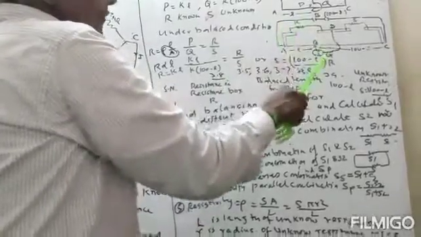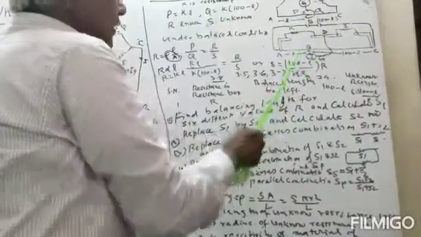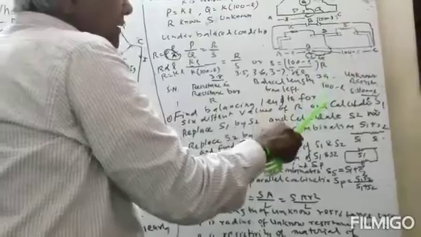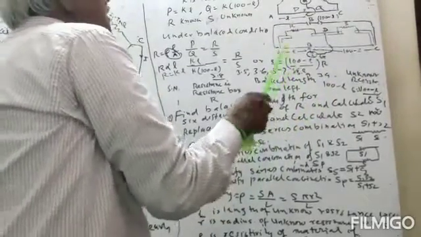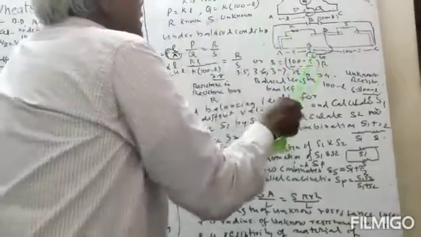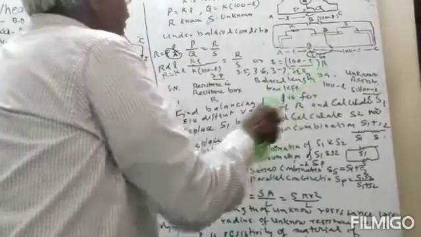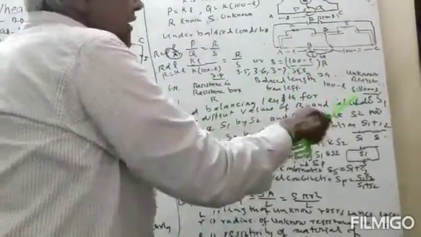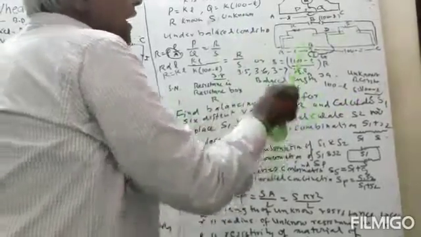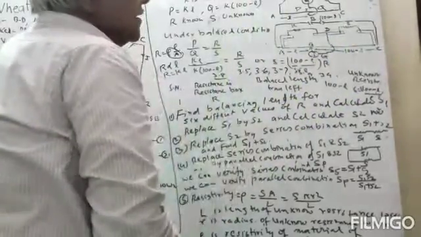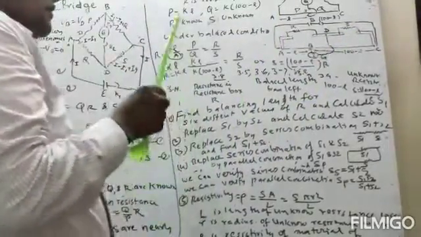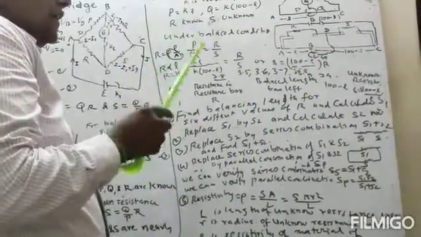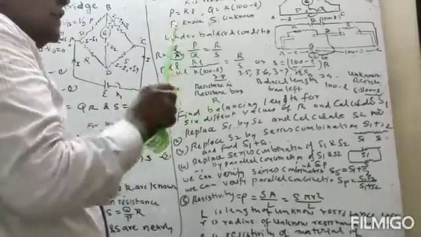Find the balancing length when current is 0. Then you find 100 minus L, and then you find S from this relation: R into 100 minus L by L. So you take the 6 readings and take the mean, and that will be the average resistance of this. Now this is one way to find the resistance of an unknown wire using the meter bridge.